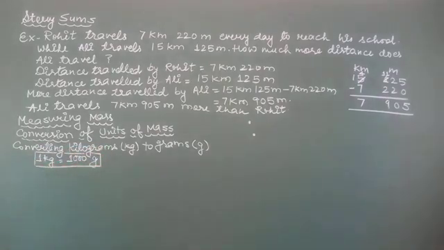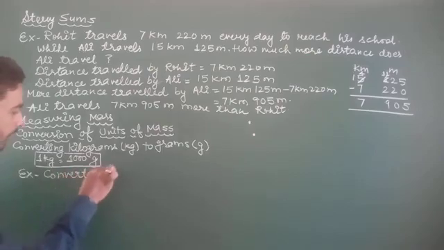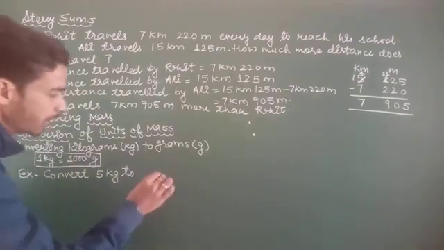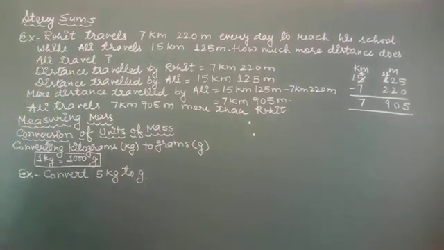Now see some examples related to it. You know that to convert kg to gram, multiply kg by 1000. There is an example, and what is the example? Convert 5 kg to gram. You know that to convert kilograms to gram, multiply by 1000.